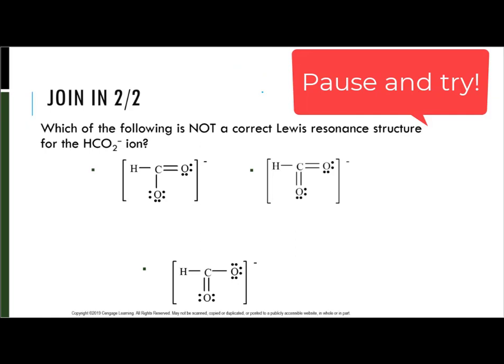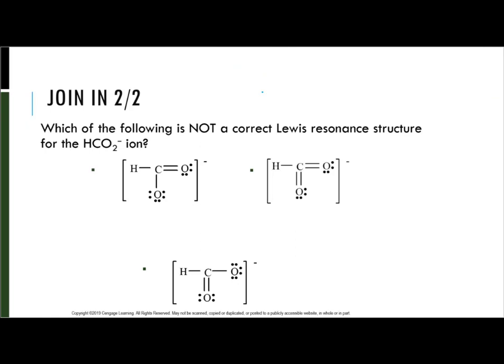And if you want to pause to see which one would not be a correct Lewis structure for the HCO2 minus ion, hopefully you would see that it is this guy. Again, my central carbon cannot have 1, 2, 3, 4, 5 bonds coming out of that central part. That would be 10 electrons coming out of carbon, and that is just not feasible.